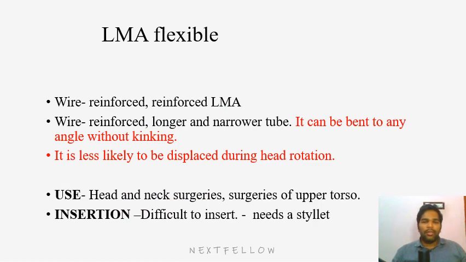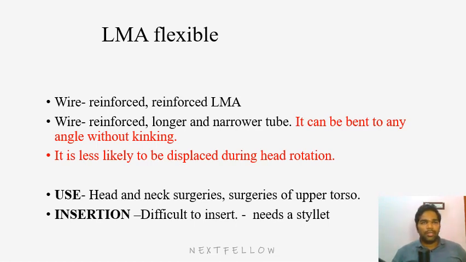So LMA Flexible is a wire reinforced or reinforced LMA. Inside there is a wire which is reinforced, so it prevents kinking. We cannot easily compress it. It can be bent to any angle without kinking. That is the advantage. It is less likely to be displaced during head rotation, as I told you. It is used in head and neck surgeries, upper torso and chest surgeries also, like say lipoma excision in the shoulder, or fibroadenoma excision in females. Insertion here is a little bit difficult because these LMAs are very flexible, and we may need a stylet. We have to put a stylet inside the LMA and then insert. That is the only disadvantage.